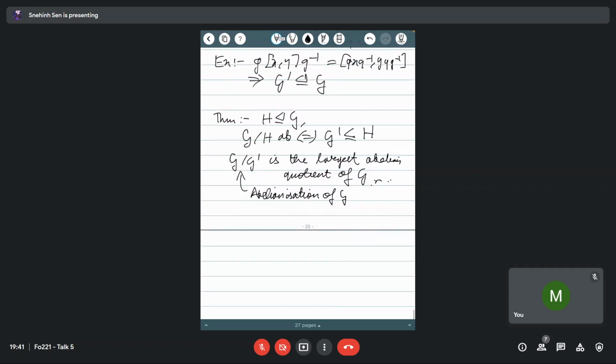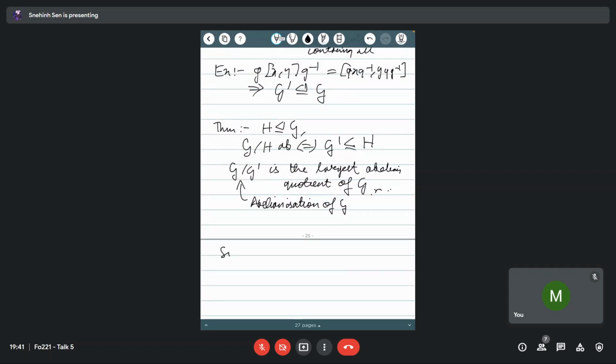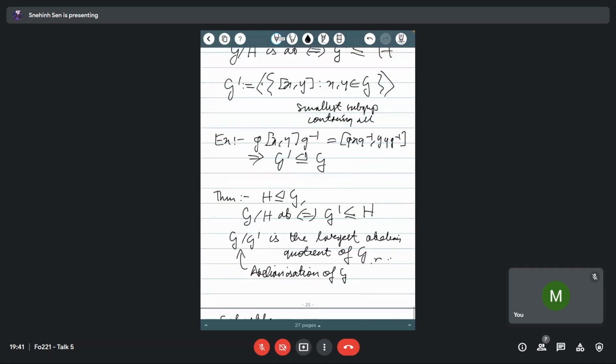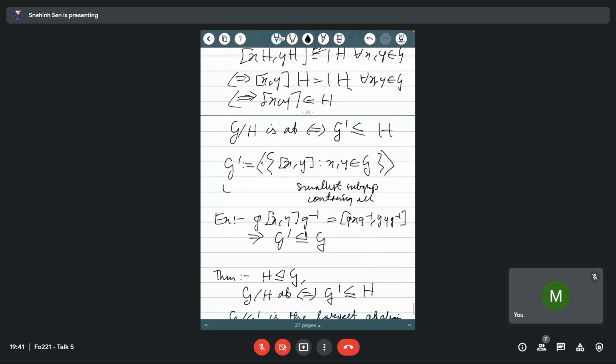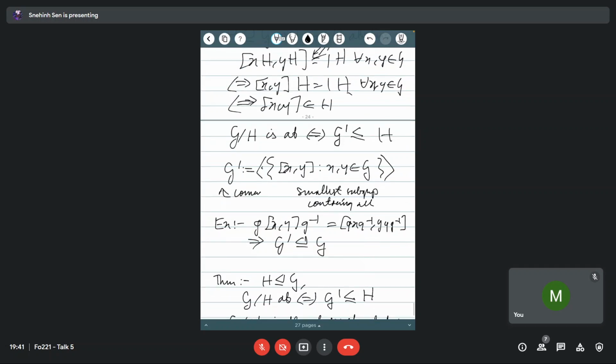So another equivalent statement for solvable: it's a solvable group if and only if you look at this. G prime is normal in G and G mod G prime is abelian. So next you can look at G prime prime. I forgot to give it a name: this is called the commutator subgroup or derived subgroup.